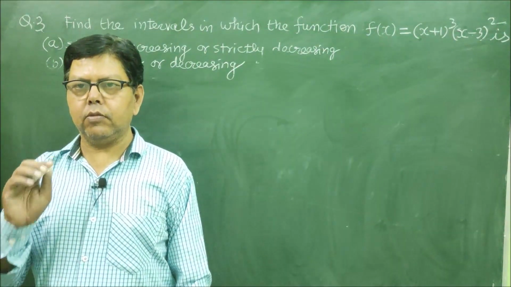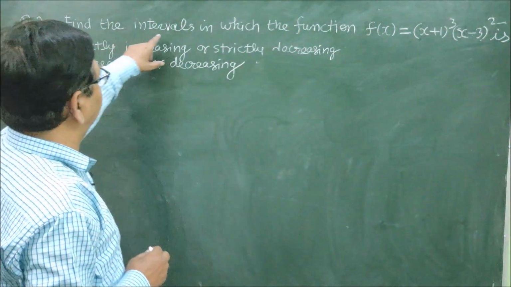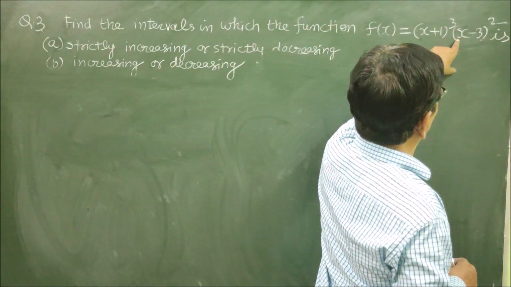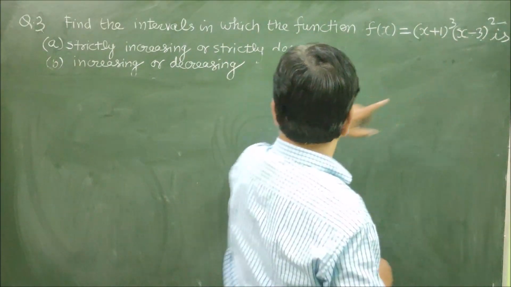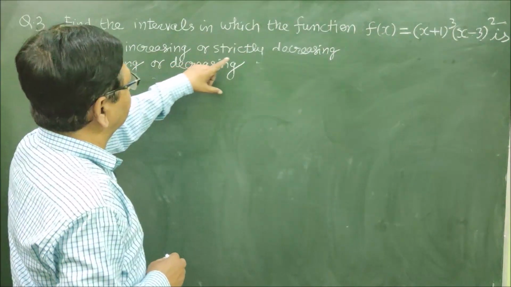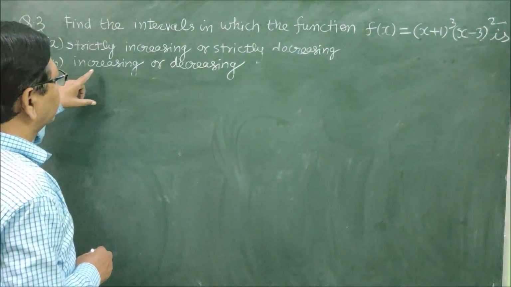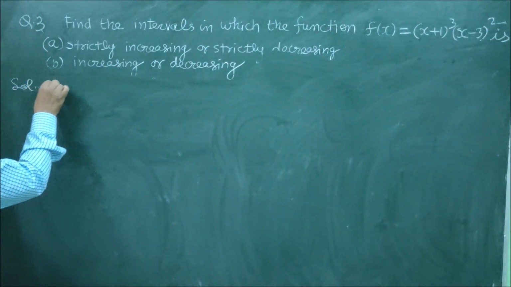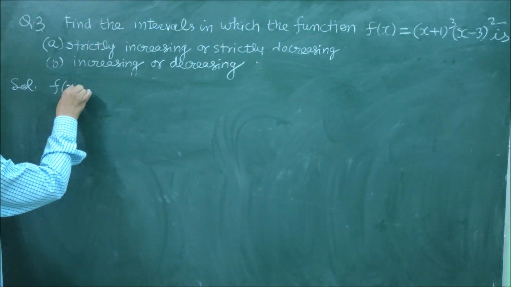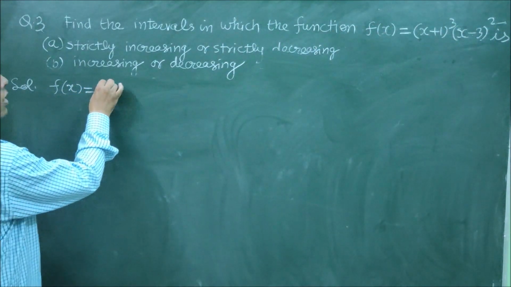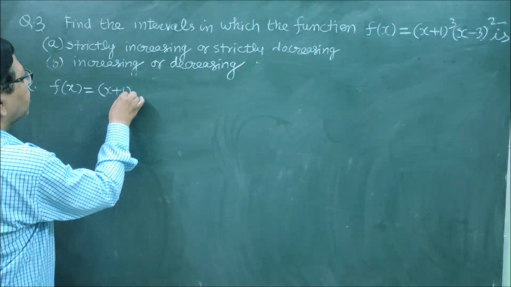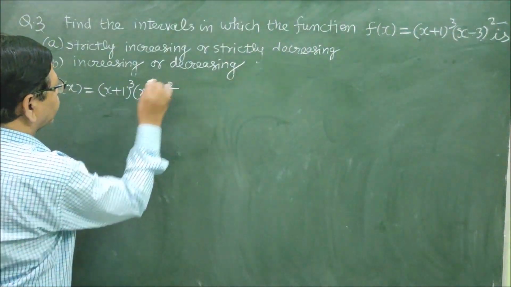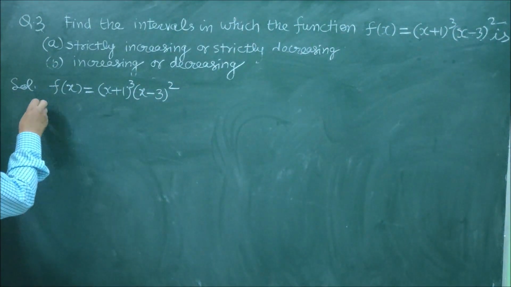Next question, question number 3. Find the intervals in which the function f(x) is equal to (x plus 1) whole cube into (x minus 3) whole square is strictly increasing or strictly decreasing, increasing or decreasing. So first let us consider the function f(x) is equal to (x plus 1) whole cube into (x minus 3) whole square. Now let us differentiate this.